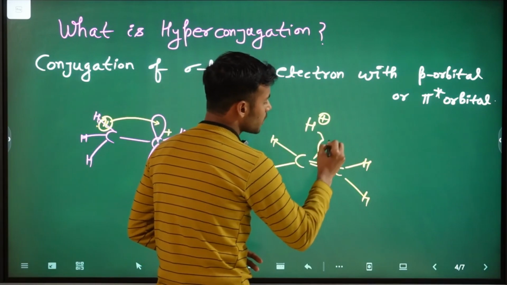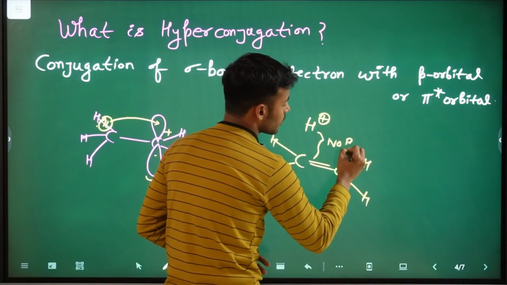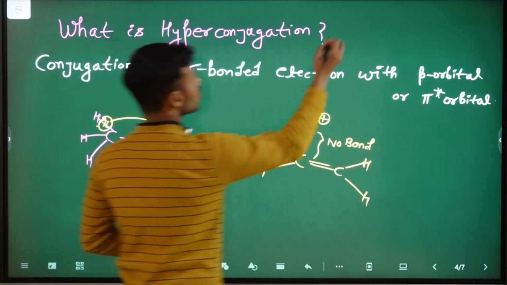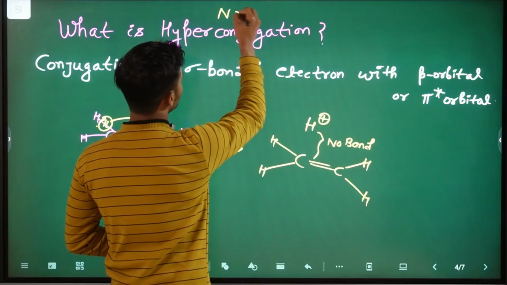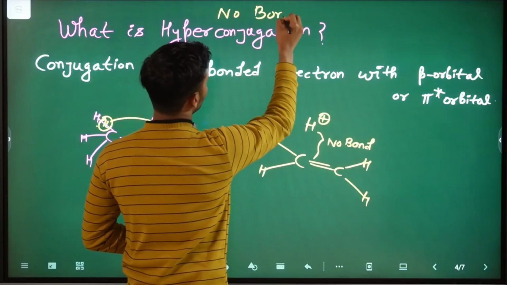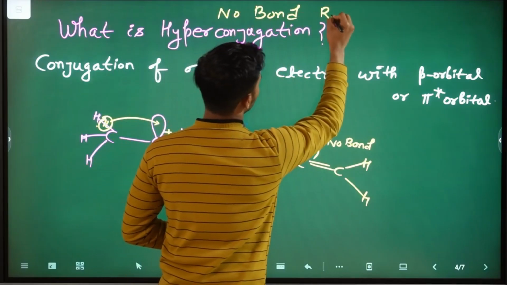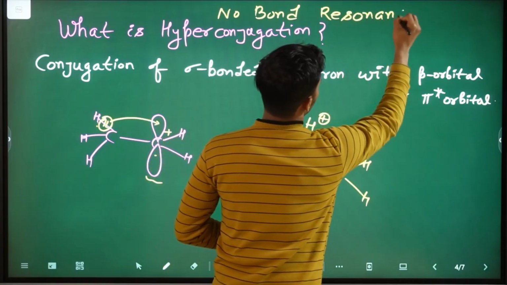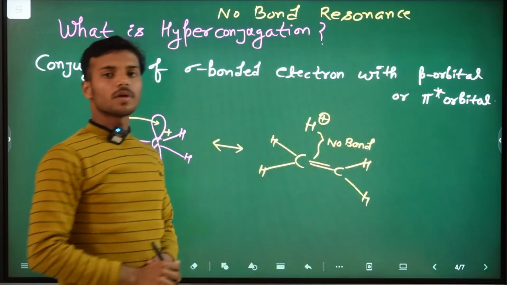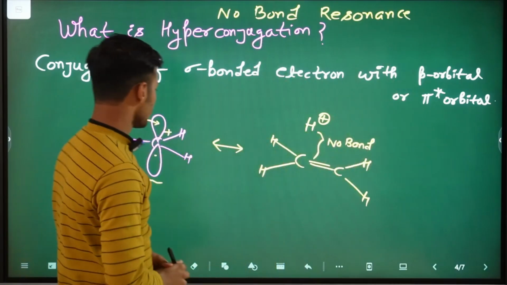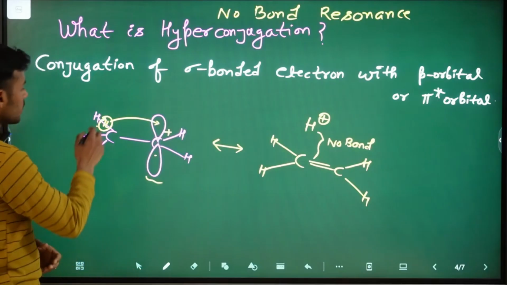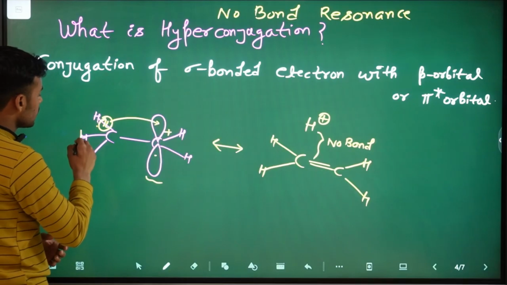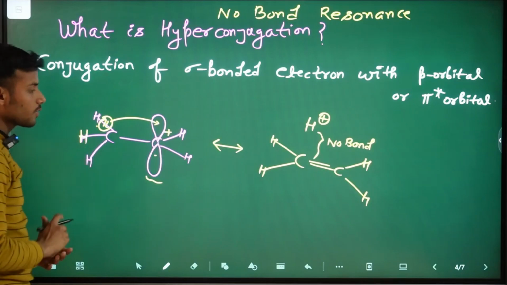There is no bond between this carbon and hydrogen. So this effect is also known as no bond resonance. Why resonance? Because there is a conjugation of electrons. So all the CH bonds are equivalent, so each CH bond will show the hyperconjugation effect.